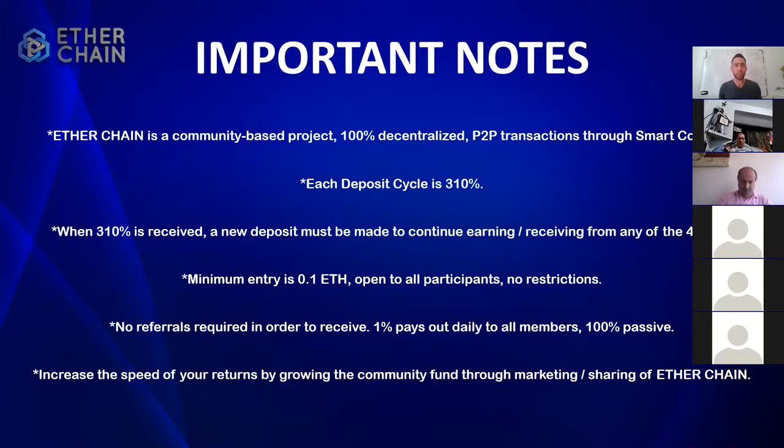Completing off with a couple important notes, we want to know and understand that EtherChain is a community-based project. It is 100% decentralized. It is peer-to-peer transactions through a smart contract. Now, each deposit cycle is 310%. And when the 310% is received, a new deposit must be made to continue earning and receiving from any of the four ways.